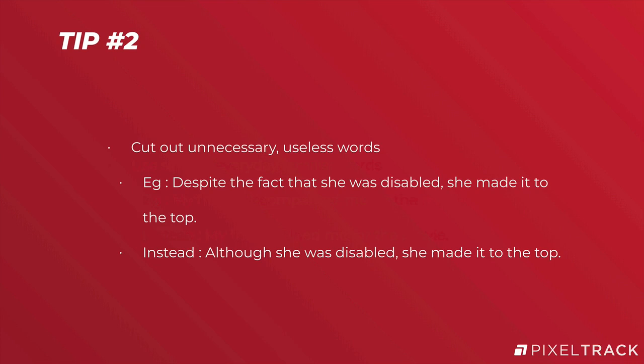And of course, it might add a little bit of flavor when you put in despite the fact that she was disabled, she made it to the top. It all boils down to, do you want to add more flavor or do you want to be short, crisp and concise? So that's the kind of balance that you need to maintain when you're writing or creating content for your readers. So tip number 2 is cut out unnecessary and useless words.